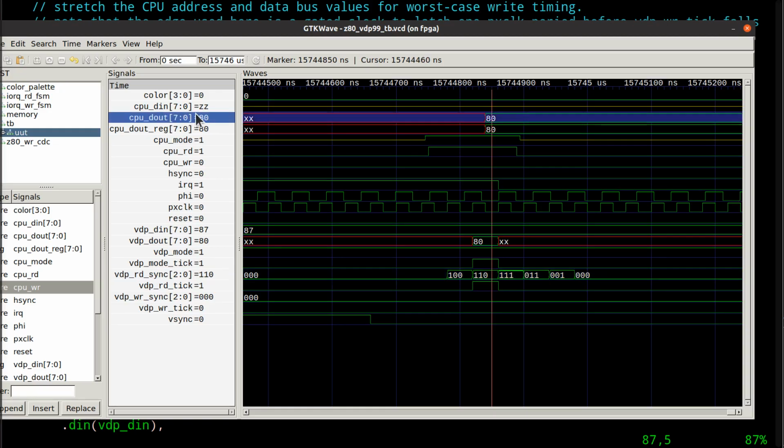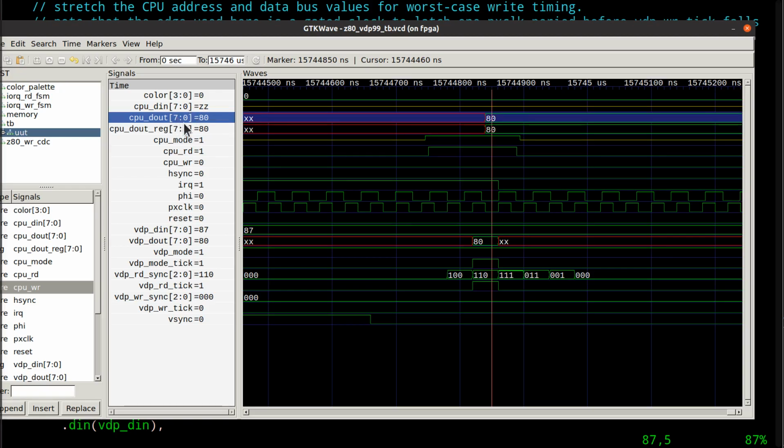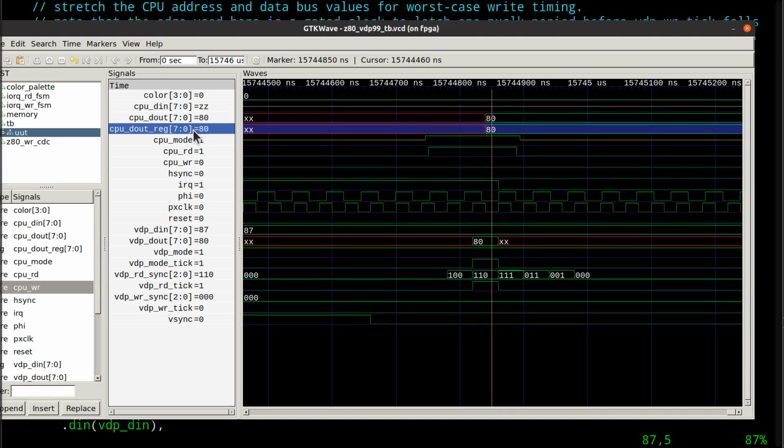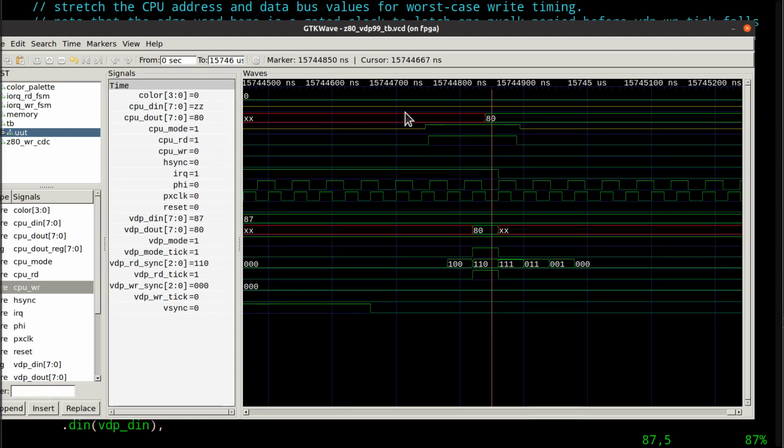See, we have the CPU data out here, and then there's a register. This is one of those things where I got a reg variable and a wire that have the same value because of the way the Verilog works. I can't assign a value to a wire. So these two are going to be the same. And I can just go ahead and delete the redundant one there to clean up our picture.